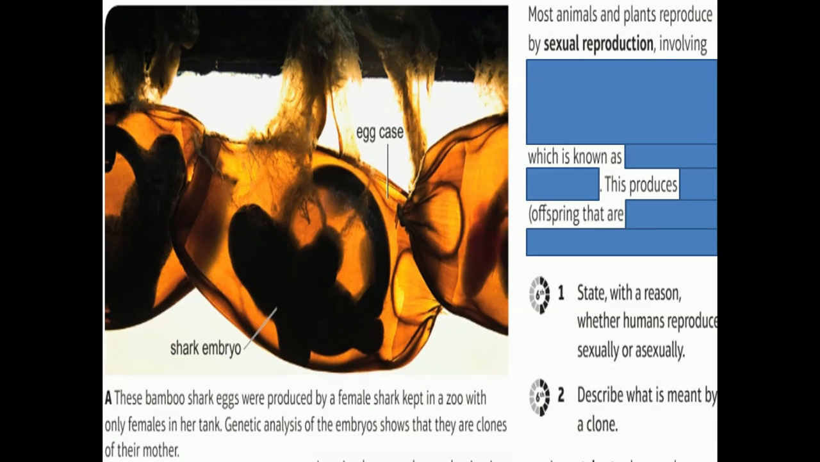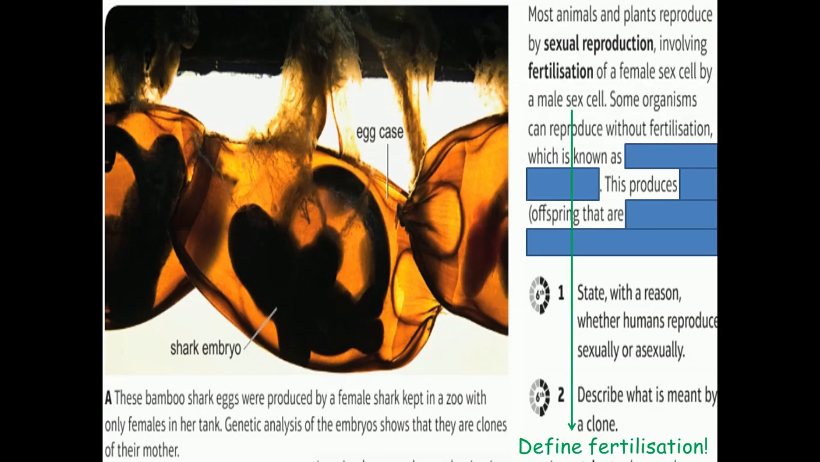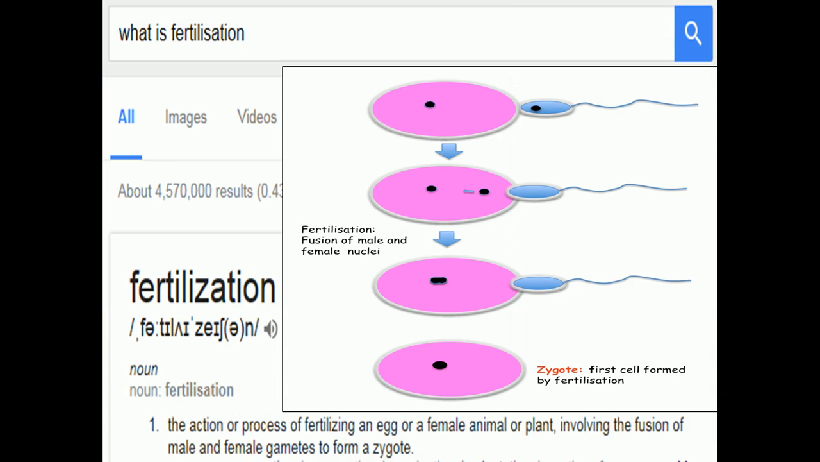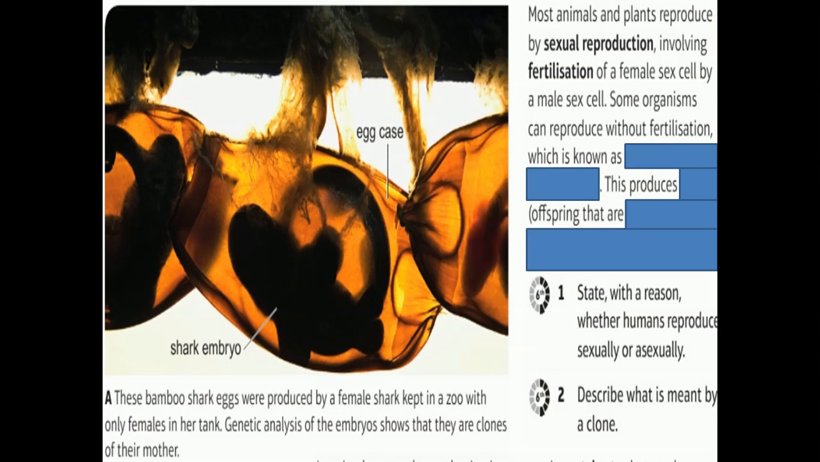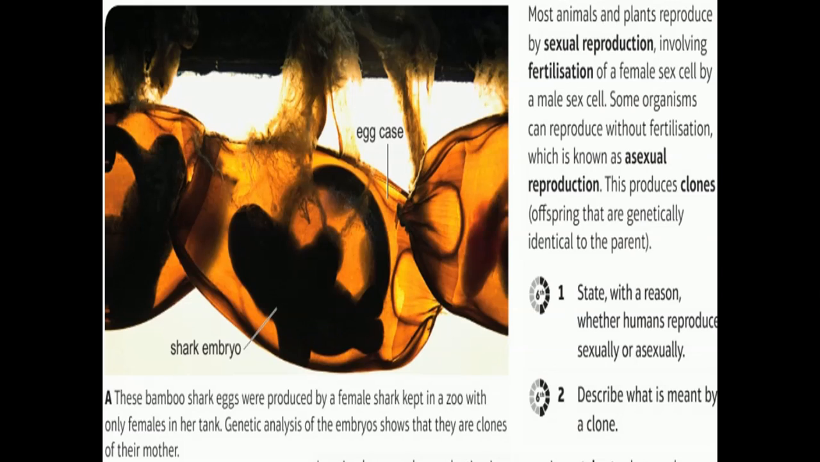Sexual reproduction involves fertilization of gametes. This is the fusion of the nucleus between the female sex cell and a male sex cell to produce a zygote, which is the fertilized egg. Some organisms can reproduce without fertilization, and this is known as asexual reproduction. This produces clones where the offspring are genetically identical to the parent because they have exactly the same DNA.